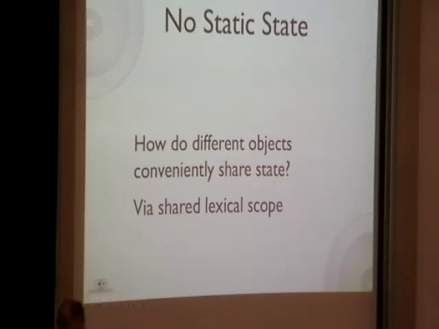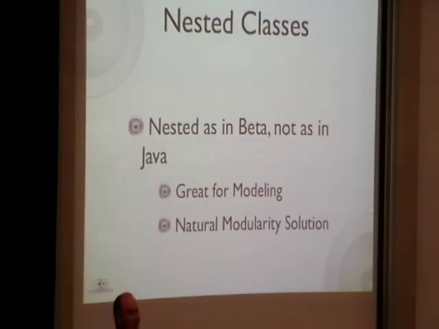Fortunately, the Scandinavians figured this out, also 30 years ago. Most things were figured out 30 years ago. Very little progress has been made since. So essentially, you put the shared state in a shared lexical scope by means of nested classes. And if you've done Java and think of nested classes, please erase the problem from your memory. We're not talking about that. We're talking about nested classes as in Beta. They're the people who invented nested classes. They were the inspiration for the Java nested classes, but in general, those sort of didn't work out the way they were intended.